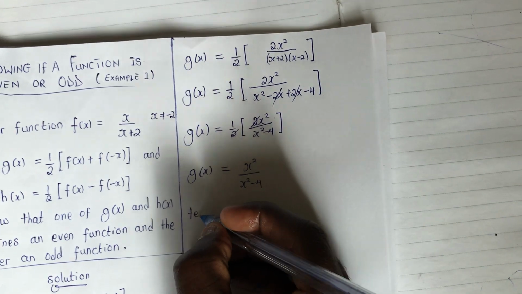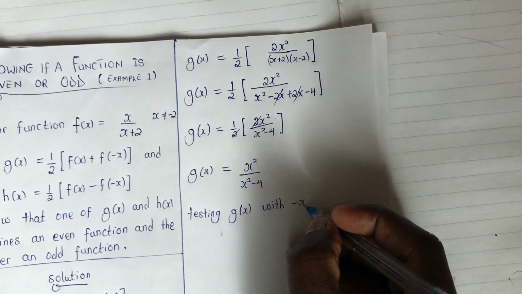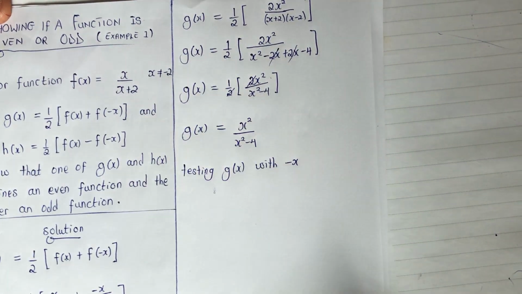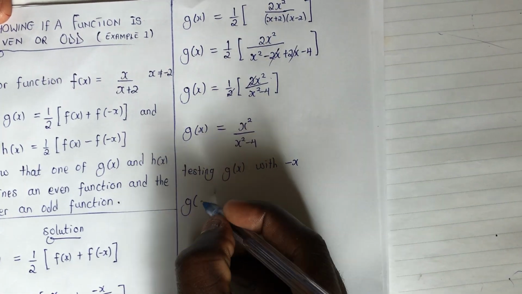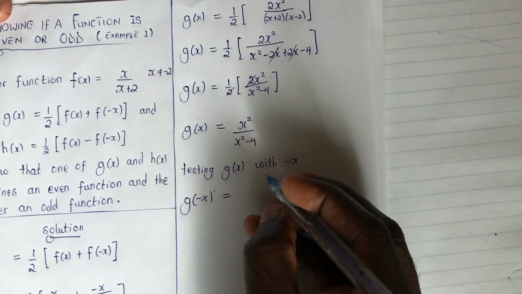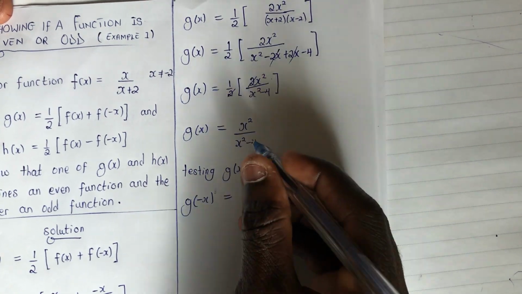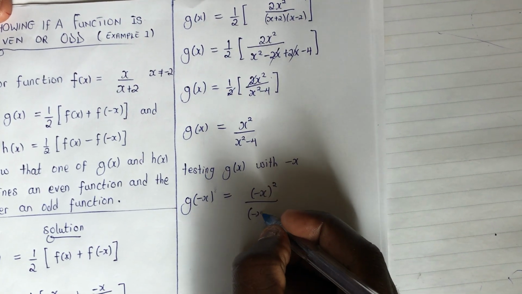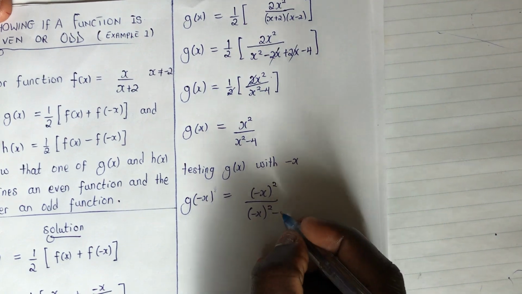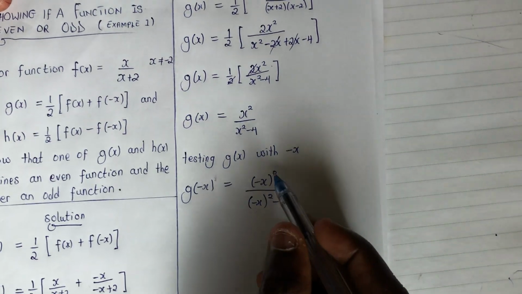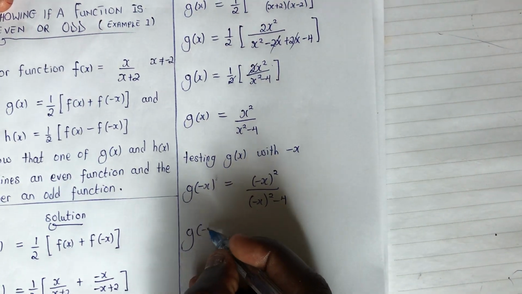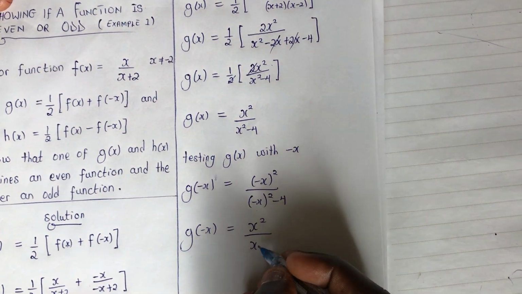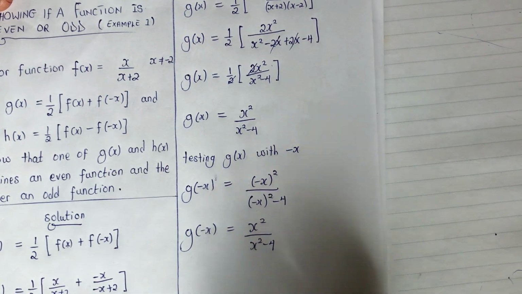So testing g of x with a negative x, what will be the result? Wherever we see x, we substitute a negative x there. So g of negative x will give us negative x, supposed to be squared, minus 4. Now when you square this, the result is g of negative x giving us the same x squared over the same x squared minus 4.